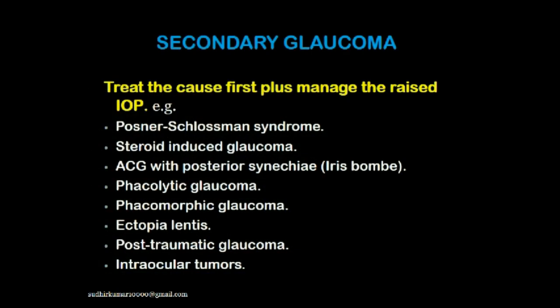Secondary glaucomas are those glaucomas in which the cause of glaucoma is known. In cases of Posner-Schlossman glaucoma, there is glaucomatocyclitic crisis. That is, there is an acute unilateral recurrent attack of elevated intraocular pressure accompanied by mild anterior chamber inflammation. So treatment is reduction in the intraocular pressure along with treatment of the uveitis.